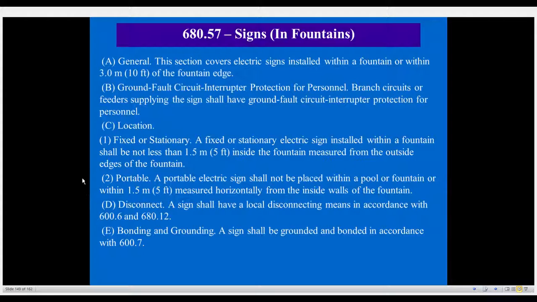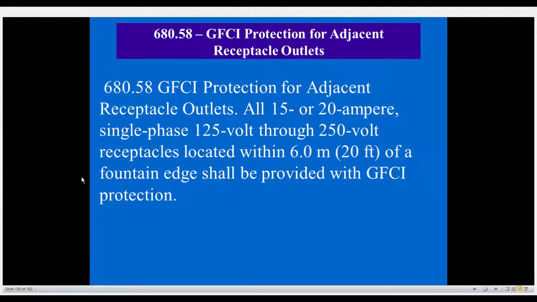All right, let's move on. 680.58. Okay. We're going to deal with GFCI protection for adjacent receptacle outlets. It says all 15 and 20 ampere, single phase, 125 volt through 250 volt receptacles located within 20 feet of the fountain's edge shall be provided with GFCI protection. Okay, so that's your rule there on that.